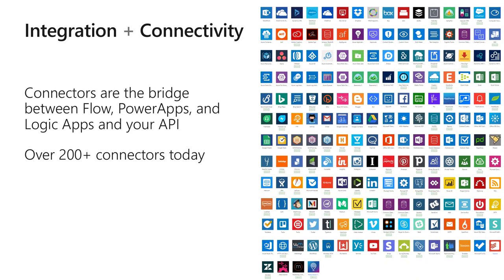As you can see on the screen, we have over 200 connectors, and your connector can be part of one of these. The custom connector that you build can be shared only within the scope of your tenant. But when you publish a connector, it gets published to all Microsoft Flow, Power Apps, and Logic Apps users. So that's the difference between a custom connector and a published public connector.